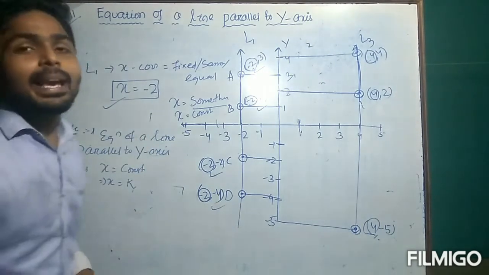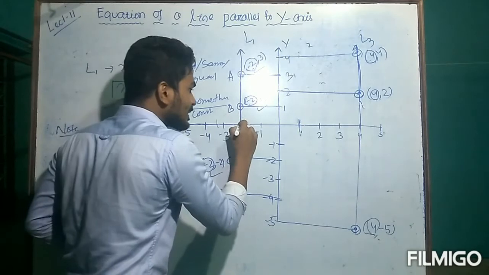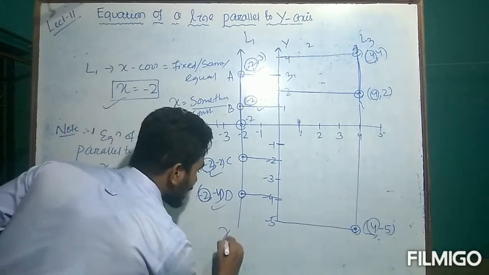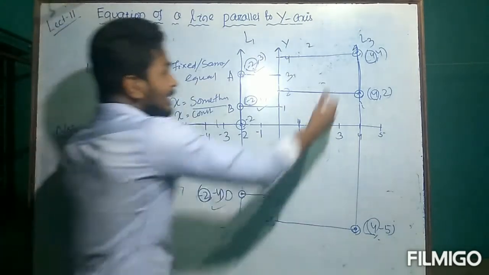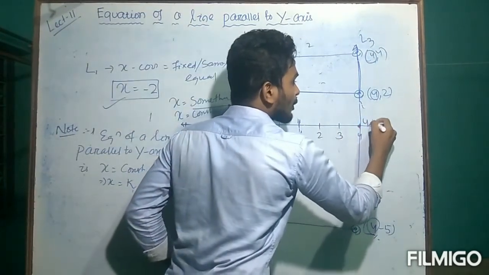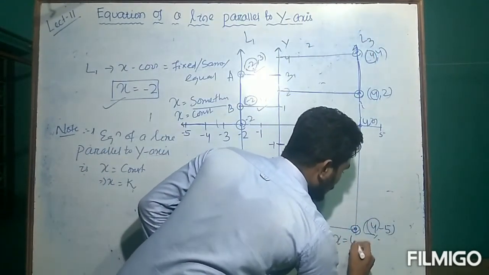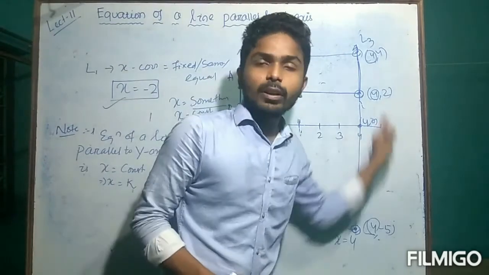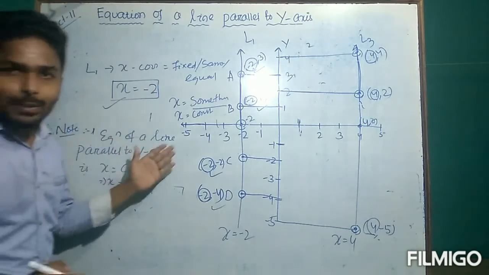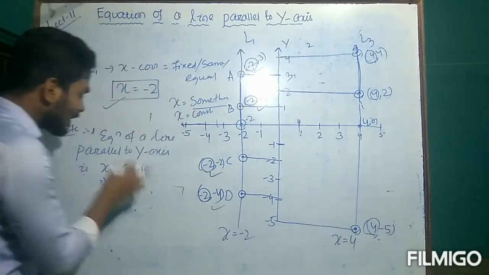Now what is k? See, this line cuts the x axis at the point -2. That is why the equation of this line is x equals -2. This line cuts the x axis at the point 4. That's why the equation of this line is x equals 4, because the x coordinate is fixed over any point on this line. So the equation of any line which is parallel to the y axis is x equals constant or x equals k. What is k?